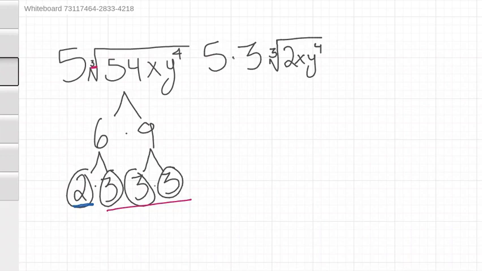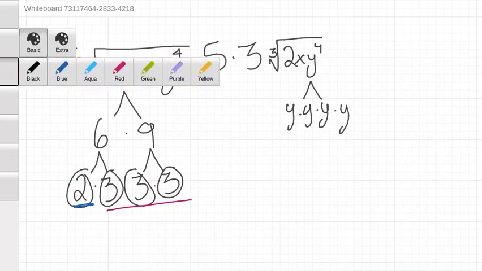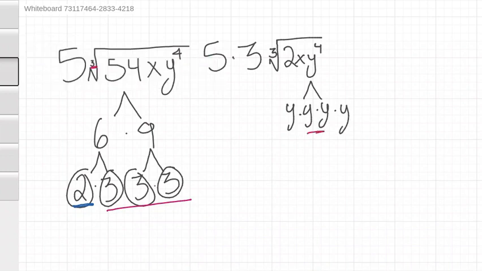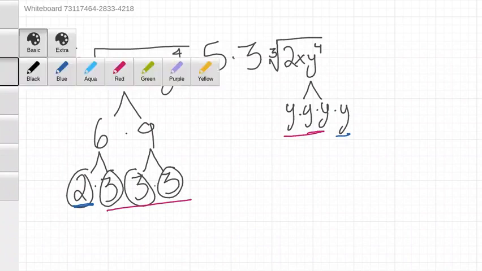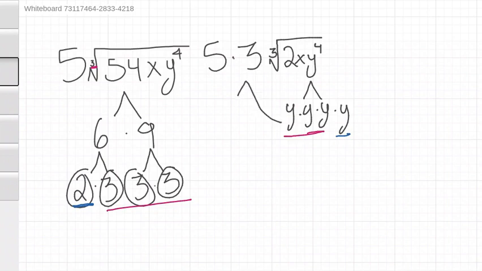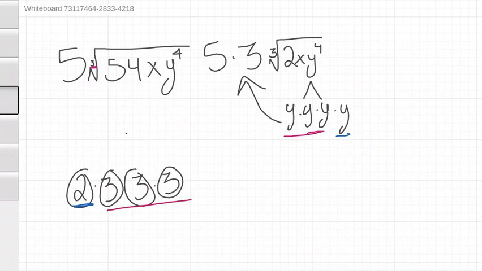We know that y to the 4th is just y times y times y times y. We see there are 3 y's already, so we'll group those together and leave the one y alone. So now we'll take y to the outside of the radical symbol. What we're left with inside the radical symbol is just 2xy.